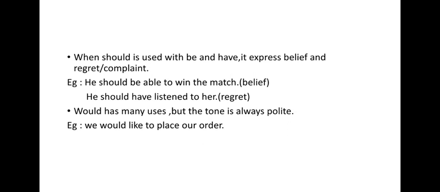For example, he should be... now here see, should is used with be, right? So, he should be able to win the match. Now here, when should is used with be, it expresses a belief. He should be able to win the match. So I believe that this person should be able to win the match. Then the second example, he should have listened to her. Now this is a regret. Maybe he didn't listen to her, and that's why he faced some problems. So this is a regret. Only when he is facing the problem do we say he should have listened to her. Now this is what we call a regret.